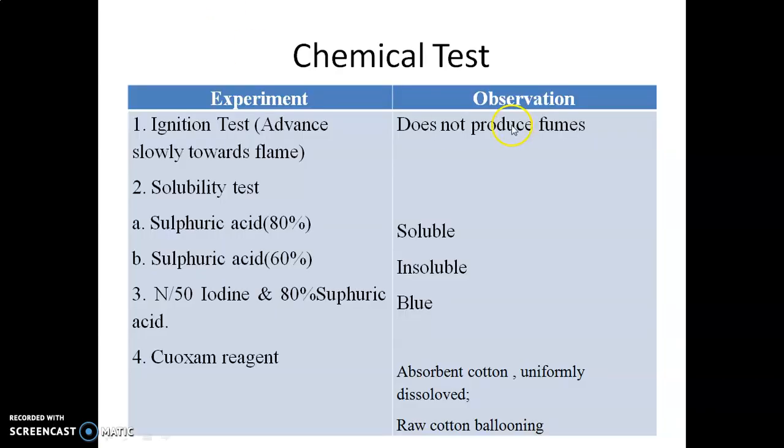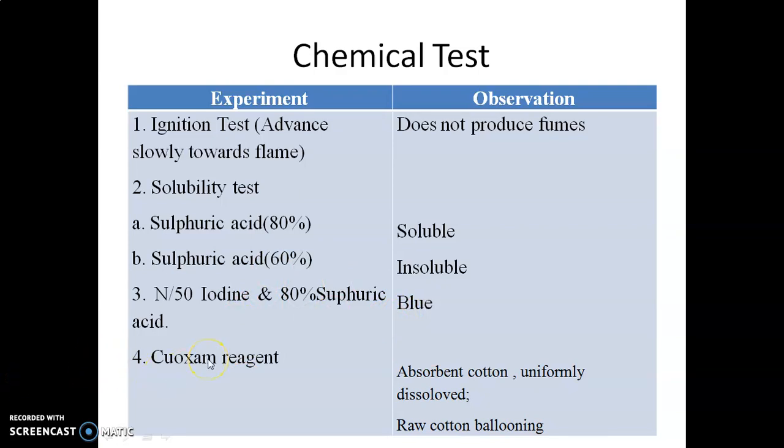Let's see the chemical tests for cotton. Mainly, for the ignition test, when the cotton is advanced slowly towards the flame, it doesn't produce fumes, and only a little odor is generated, not a large fume. Cotton is soluble in 80% cold sulfuric acid, whereas it is insoluble or forms a suspension in 60% w/w H2SO4.